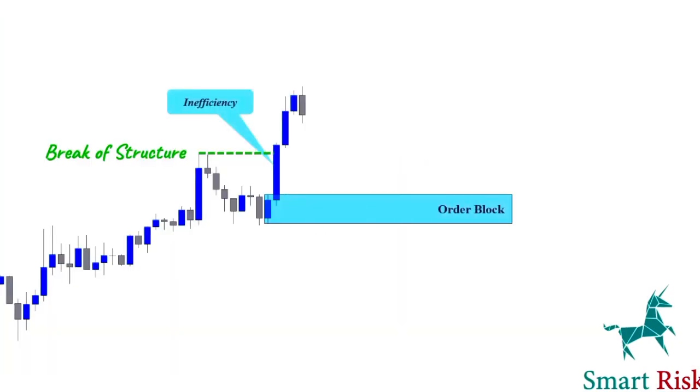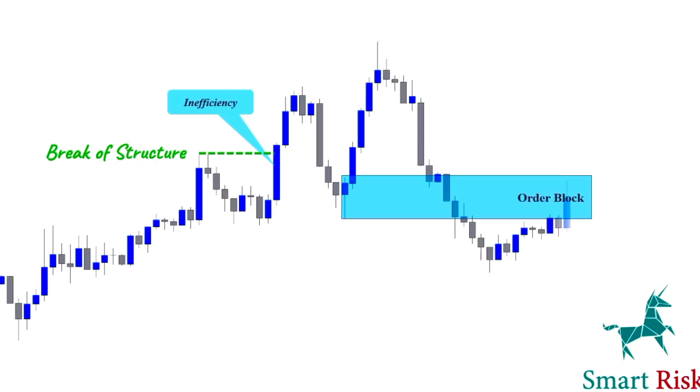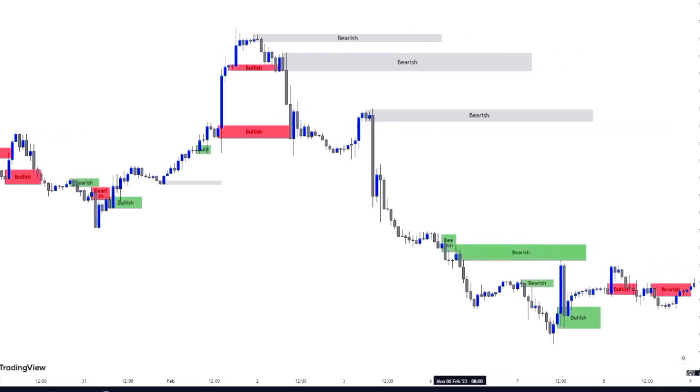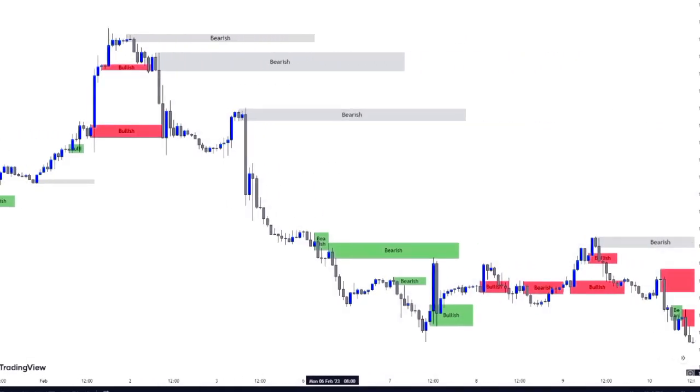Order blocks are considered interesting areas to execute trading opportunities. But do you know why some of the order blocks work perfectly fine, while others get ignored by the market? To answer this question, we backtested more than 100 order blocks under different conditions to find out the characteristics of high-quality order blocks that are being respected by the market.